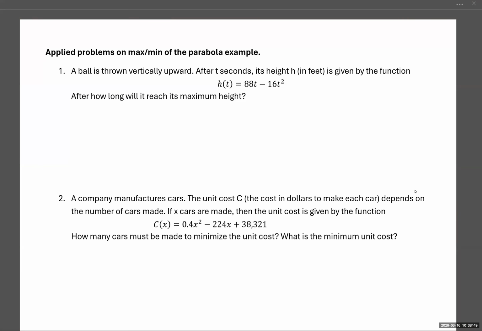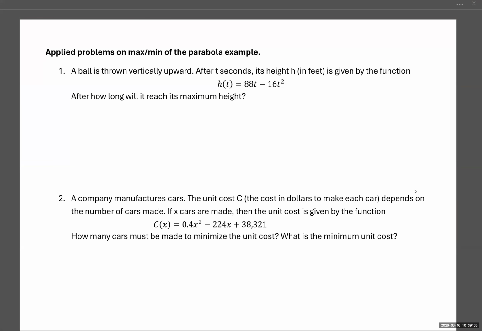This is an example of word problems that use the vertex to solve. So let's go ahead and read the first one. A ball is thrown vertically upward. After t seconds, its height in feet is given by this function. After how long will it reach its maximum height?